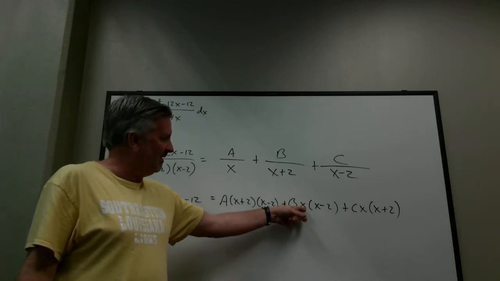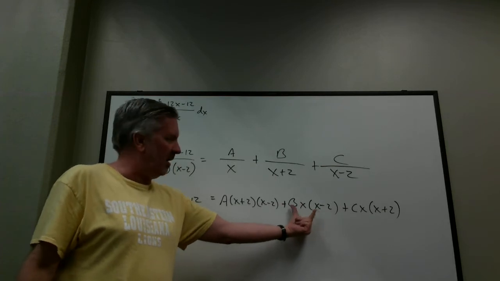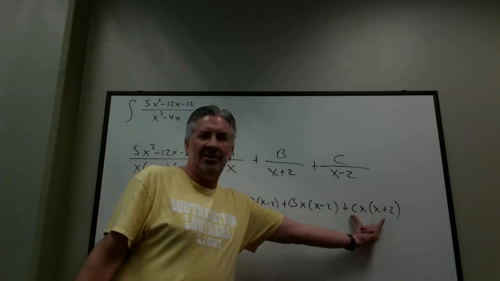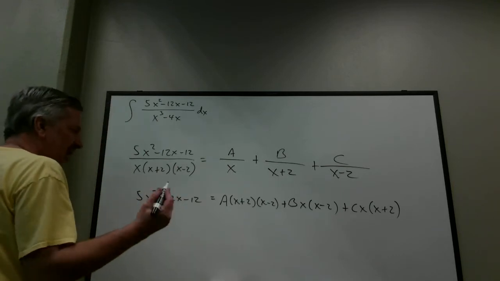If I let x be 0, you'll have b times 0 times negative 2. That term is gone. And I plug in a 0 there, that term is gone. So I'll just have a. Okay? So again, you should tell me what you're doing here.